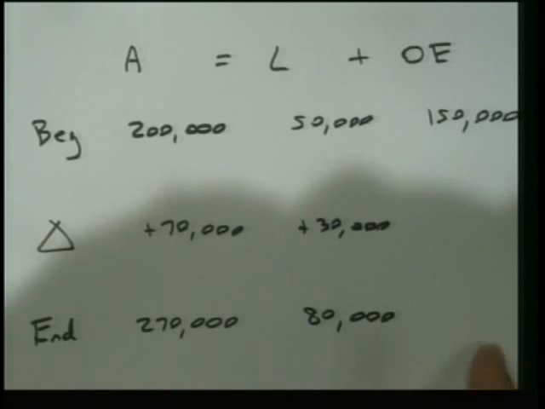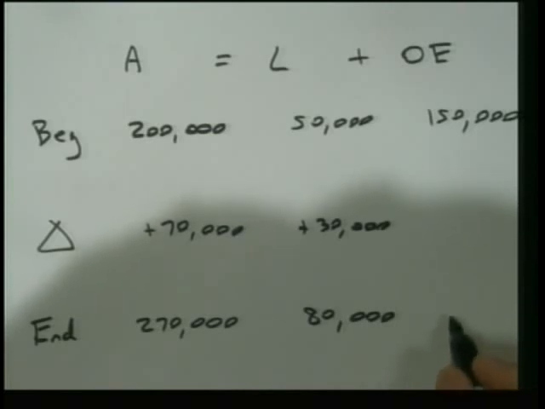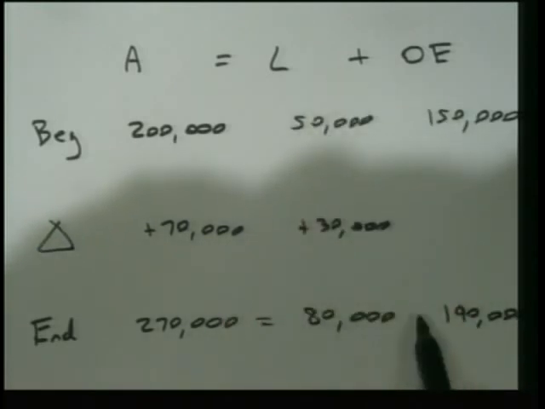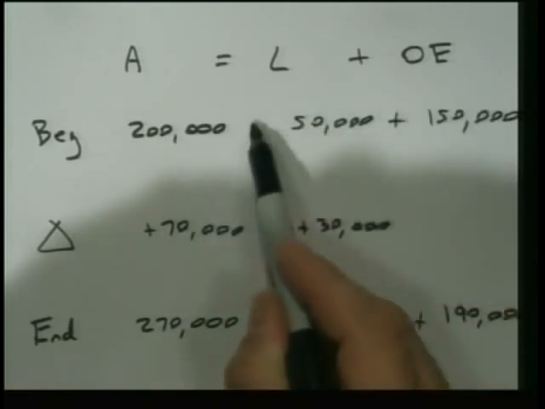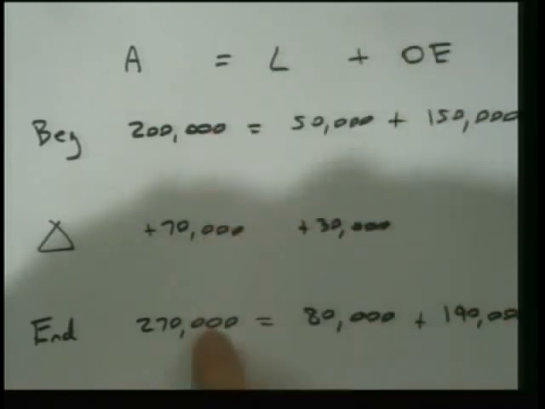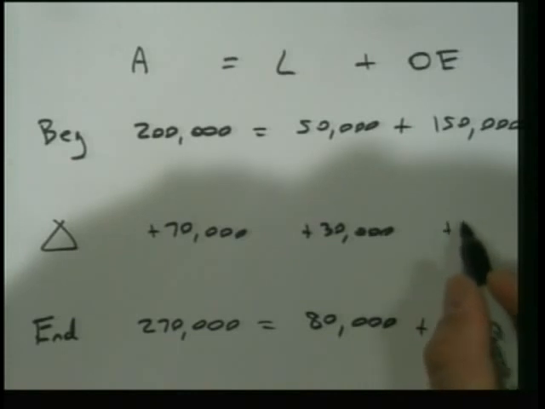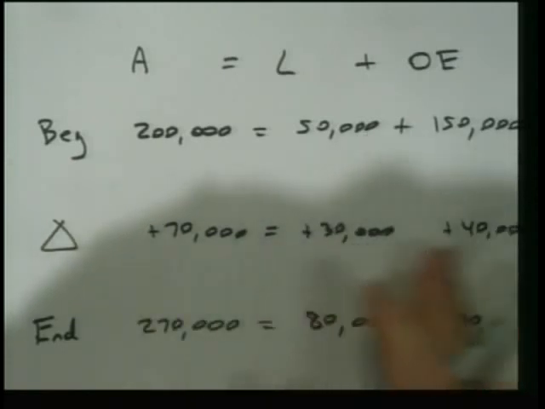So we now know owner's equity, because that has to equal that plus that, correct? So what is owner's equity? 190? Okay. So does that equal that plus that? Yep. And how much did owner's equity increase by then? Plus 40,000. Does that equal that plus that?